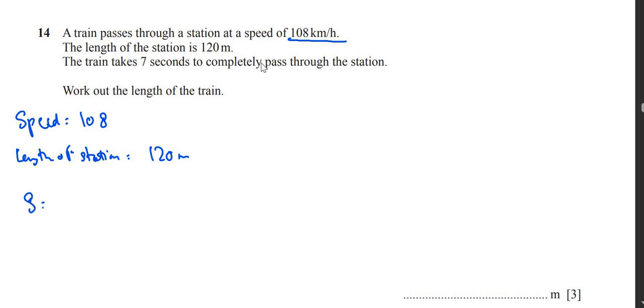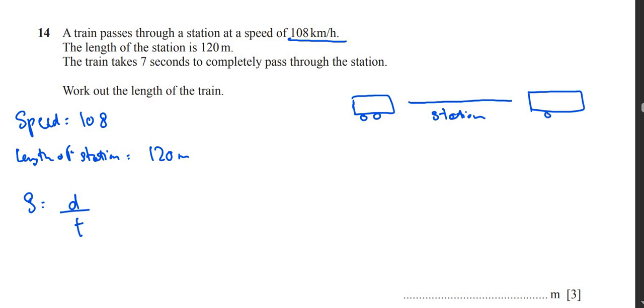So the formula for speed is equal to distance upon time. Then we are talking about the train as well over here. Now guys, in this question, let's say this is the train. The train passes through the station, and then once it passes through the station, the train is on its platform again. So basically the train is passing through the station, and then we have to add the length of the train itself as well. So the length of the station is 120 meters.